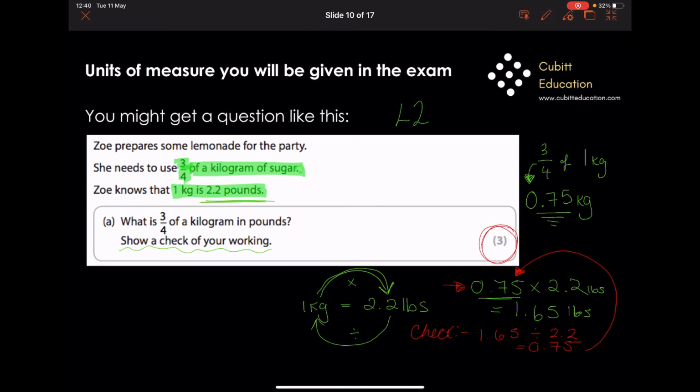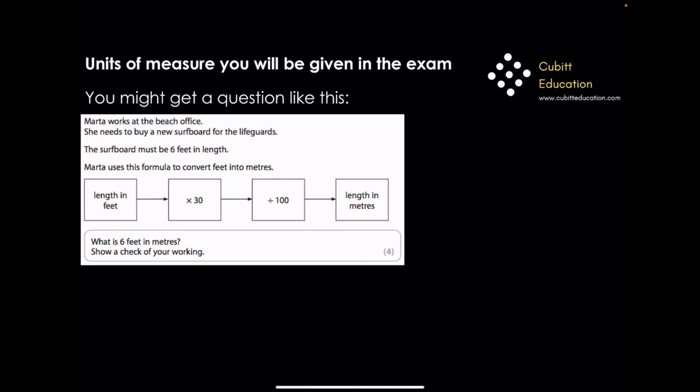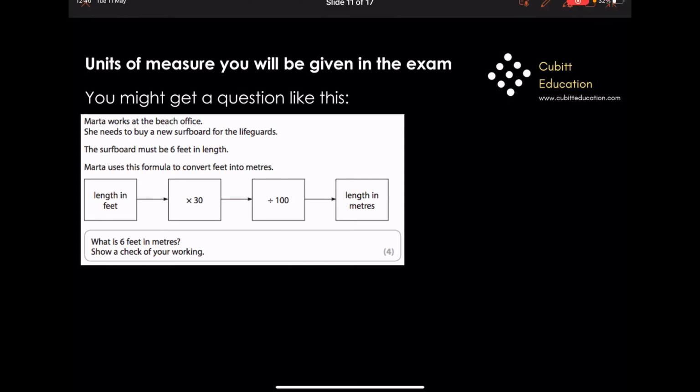Okay, let's do another one. Back to level 1. This one's not too bad, and you get 4 marks for this one. Marta works at the beach office. She needs to buy a new surfboard for the lifeguards. The surfboard must be 6 feet in length. Marta uses this formula to convert feet into meters.